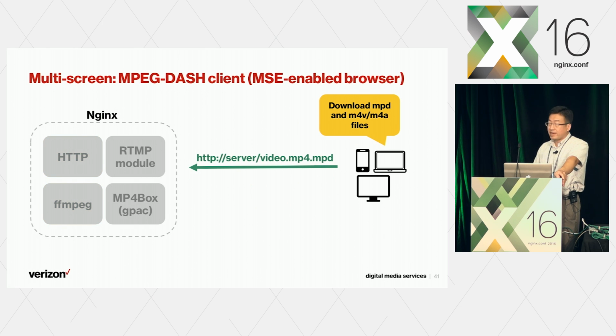When the client makes a request for DASH contents, then we can run MP4Box to generate the DASH file, and we return the MPD manifest and M4A, M4V segment files to the clients. Using this way, we can offer different streaming protocols that probably cover most of the clients.